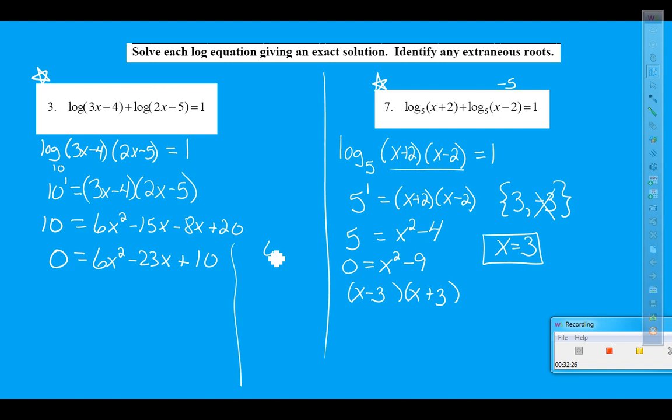6 times 10 is 60. I need to go find two numbers that multiply to be 60 that you can make add up to be negative 23. So my choices: 1 and 60, 2 and 30, 3 and 20, 4 times 15. Well, I'm going to stop. I spy I could use 3 and 20 to get negative 23. So let's go ahead and rewrite this as 6x squared, whichever one you want to put next, minus 3x minus 20x plus 10. Why did I put them in that order, guys?